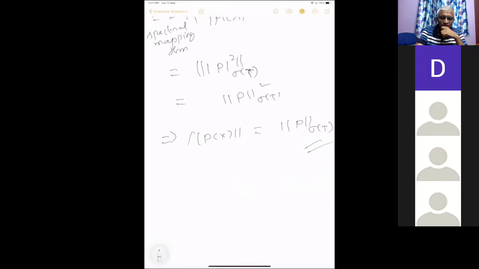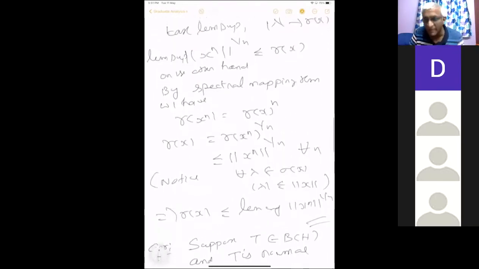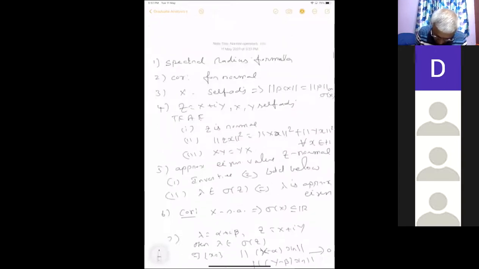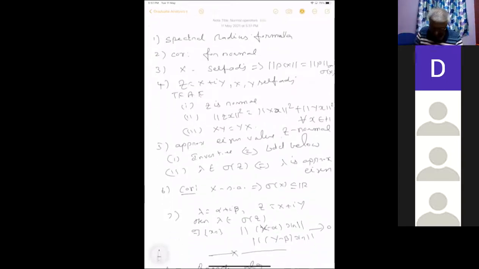Is this okay? Yes. Okay. So if you have a problem, you stop me. Anyway, this is in the book. It's direct. Okay, for a self-adjoint element, this is true.